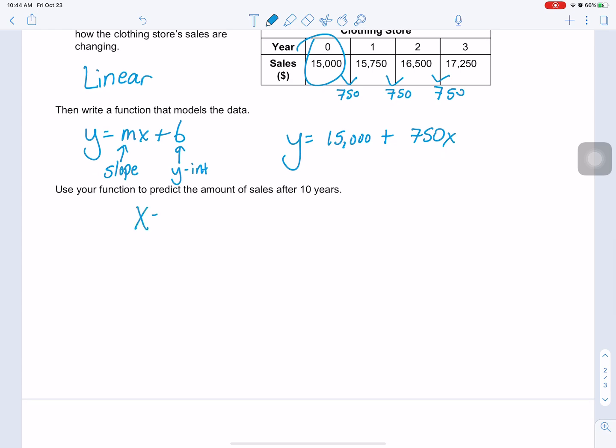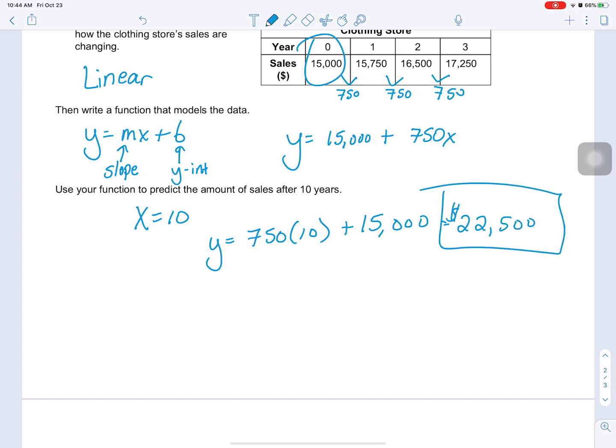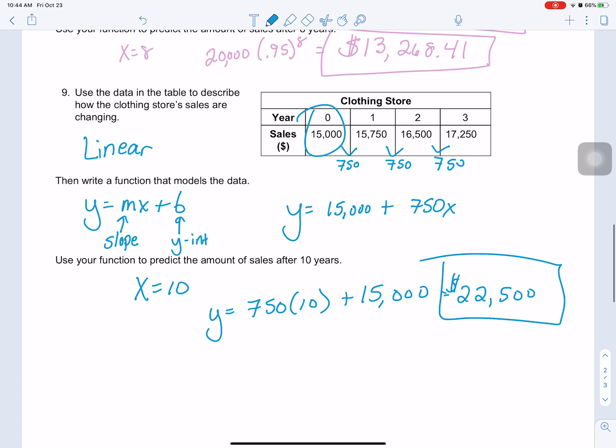After 10 years, so x equals 10. So y would equal 750 times 10, plus 15,000, if I wrote the equation the other way. And I would just type that into my calculator to get 22,500. So you just want to check the other answers to make sure that you understand it, and you're good.